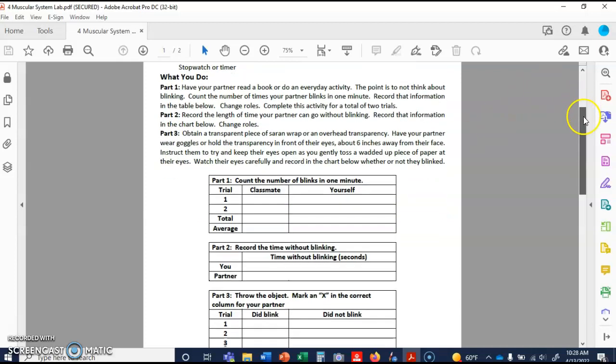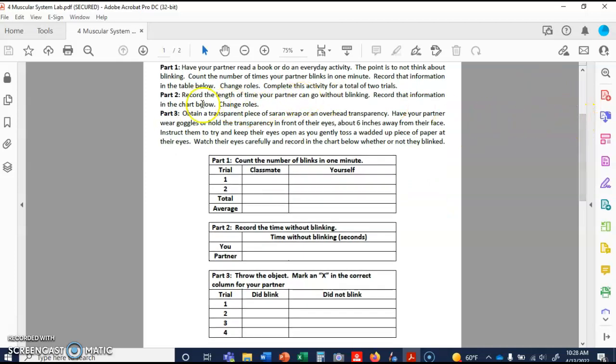Let's keep on scrolling. Part two, it says record the length of time your partner can go without blinking. Okay, so what you're going to do is you're going to go ready, set, go. You're going to start your timer or stopwatch, and you're going to record how many seconds they can go without blinking. Okay, so you're going to do this for your partner, and then you're going to do it for you.